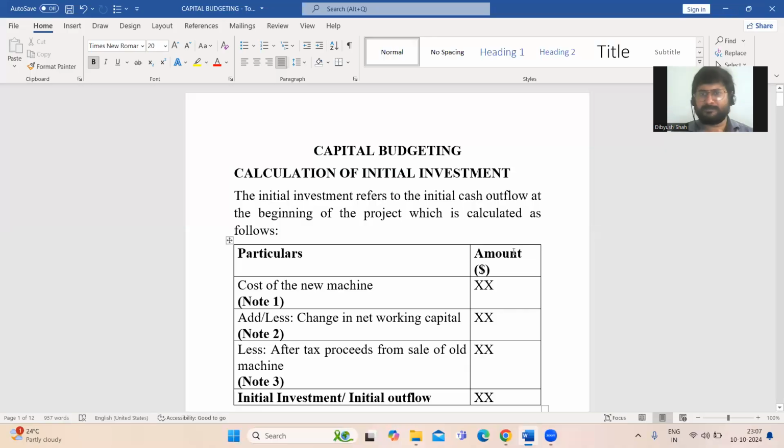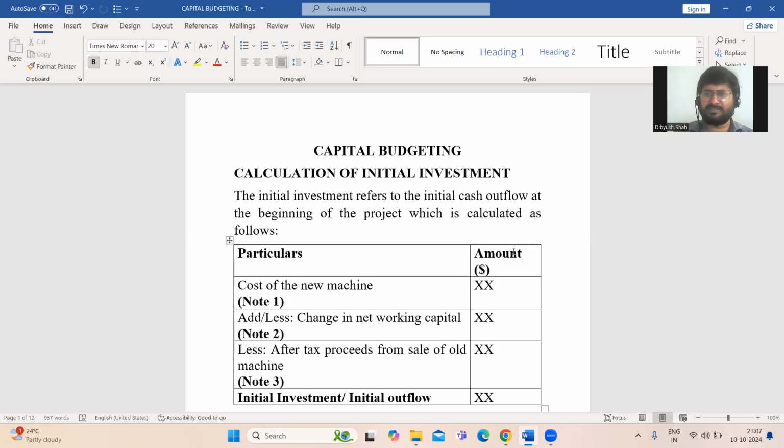First, you calculate the initial cash outflow. Second, you calculate the annual cash inflow or savings. And third, you calculate the terminal cash flow. That is the gist of capital budgeting. Whether I teach it for CA Intermediate or for you guys, it's the same. So let's understand the first part today. That is the first gist: how to calculate initial investment.